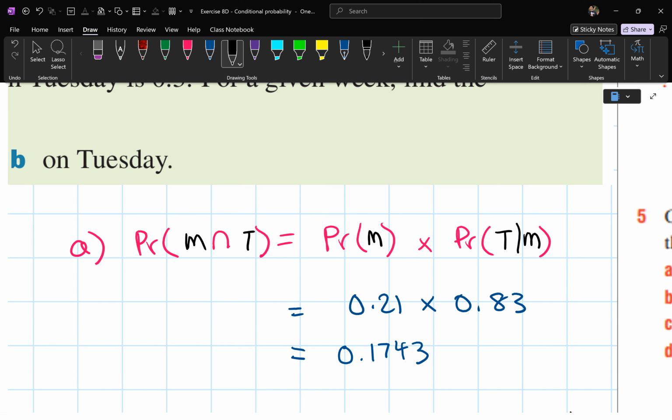0.1743. Can I get a show of hands who got the first part correct? Okay, well done. So the first part is drawing the diagram, the second is interpreting the information. For the second one, I made a mistake, so I've got to fix the answer.